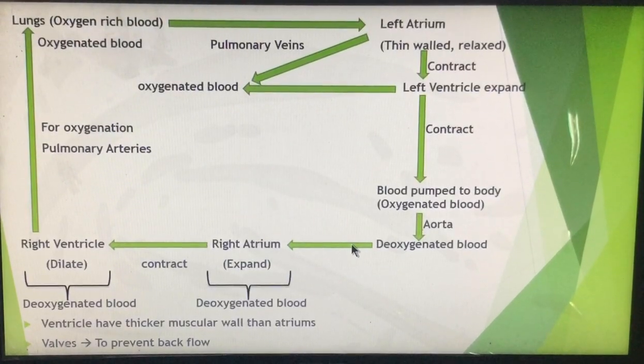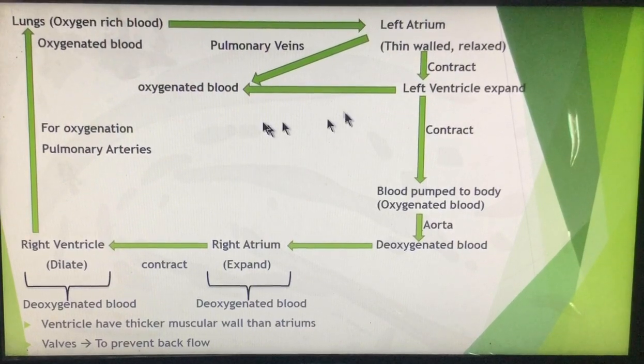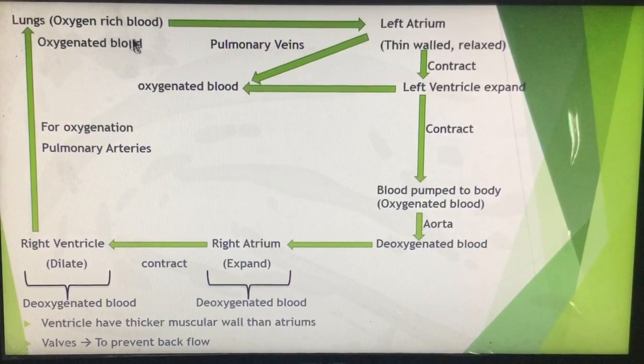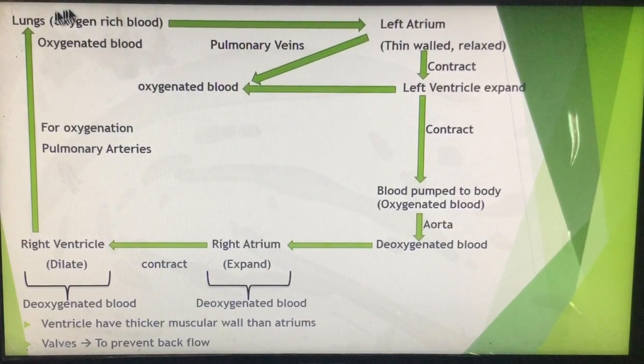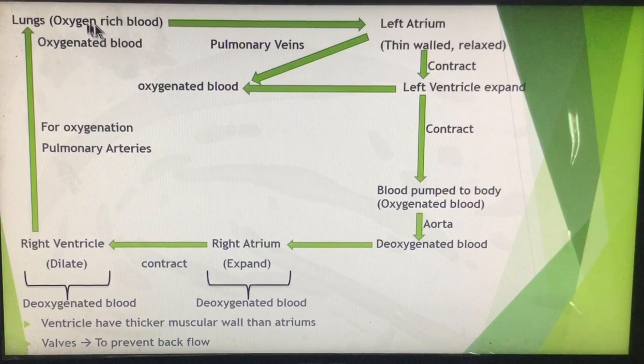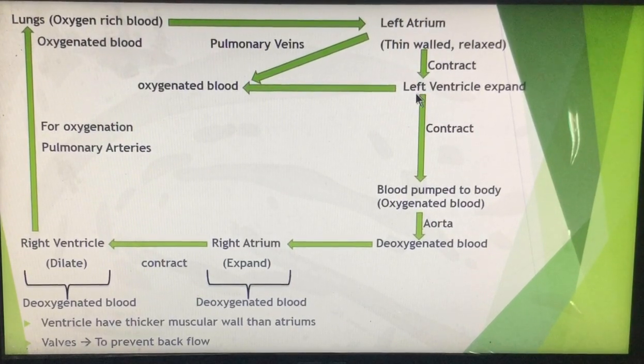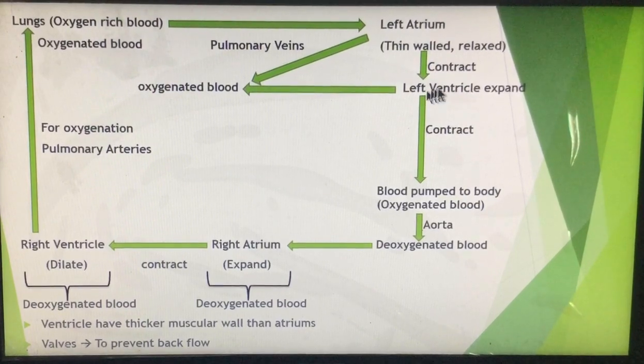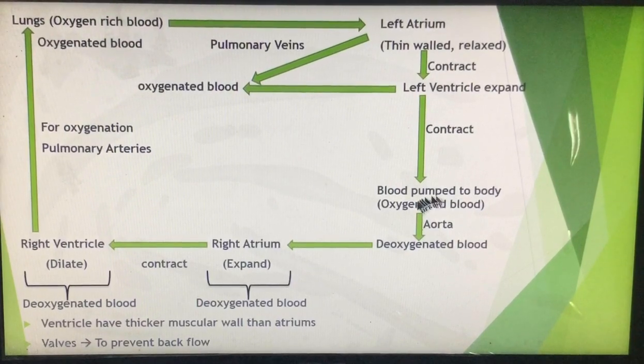Now this is again a repetition of what I told you. ये तुम्हें दोबारा से बताने के लिए मैं बता रही हूँ. The oxygen rich blood that is in the lungs. Lungs में oxygen rich blood है. ये oxygen rich blood, which is known as oxygenated blood, with the help of pulmonary veins, enters into the left atrium. Now they are thin walled. Initially they are relaxed. Okay, and when this left atrium contracts, the blood from the left atrium enters into the left ventricle, oxygenated blood. Okay, when this left ventricle contracts, the blood is pumped to the body. Oxygenated blood is pumped into the body with the help of aorta.